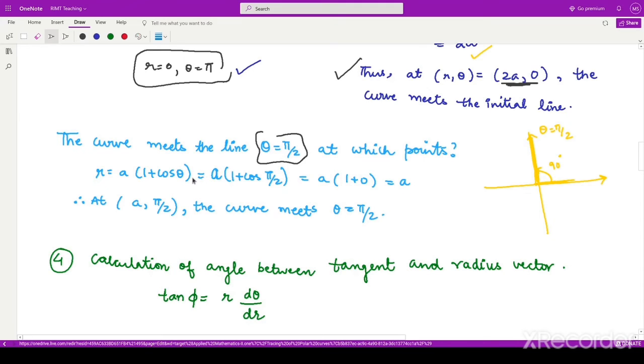For that we substitute theta is equal to pi by 2 into the given curve. The given curve was r is equal to a(1 plus cos theta). So theta is pi by 2, and what is cos pi by 2? It is equal to 0. So we have a(1 plus 0), which is equal to a itself. So this is the required point where the curve meets the line theta is equal to pi by 2, right?